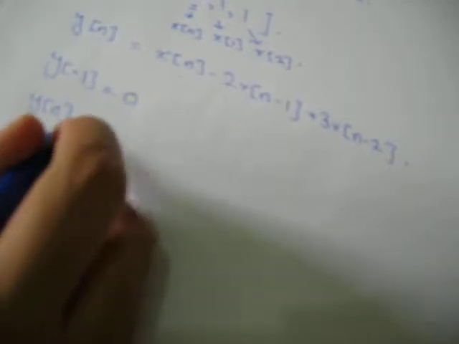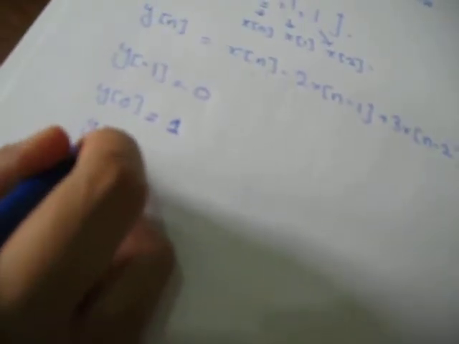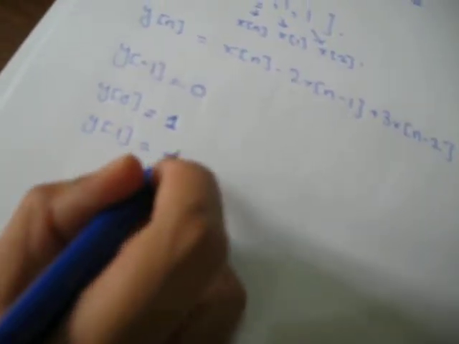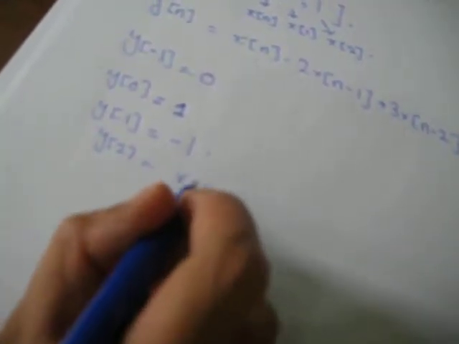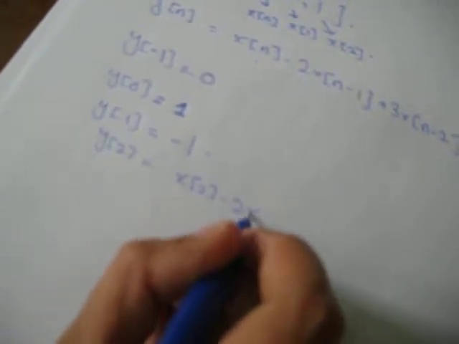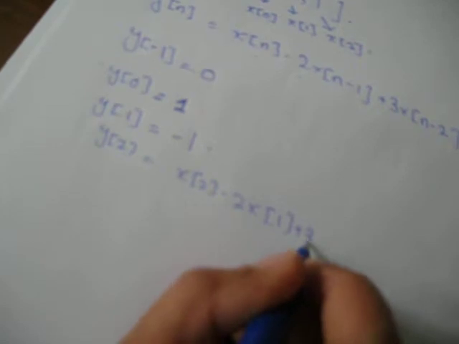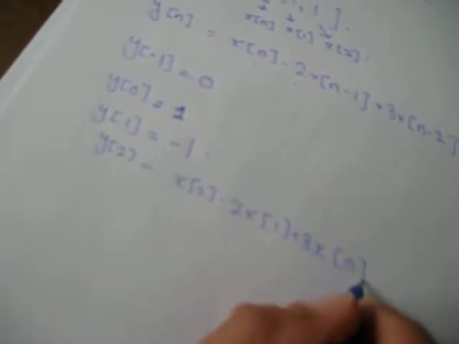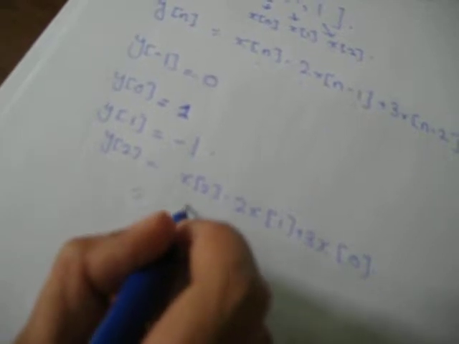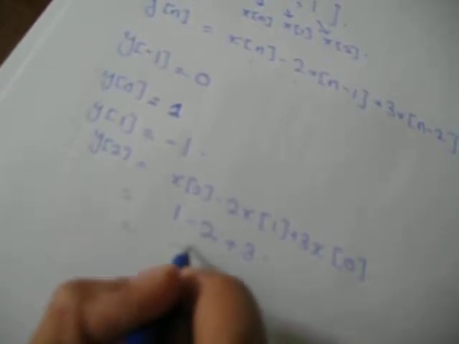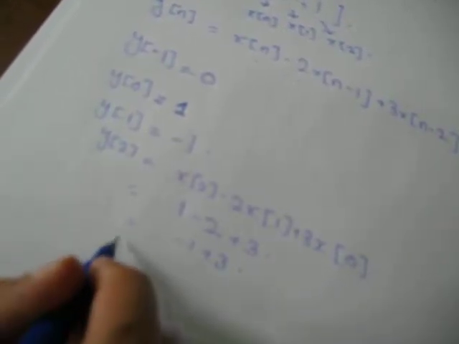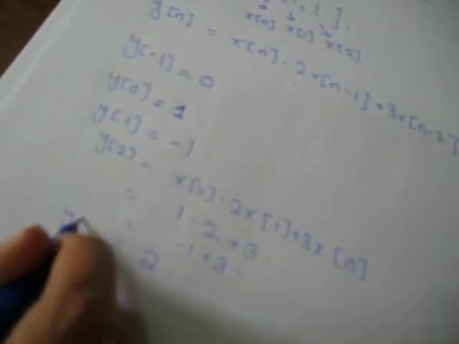Now y of 0 will come out to be 1, y of 1 will come out to be minus 1, and y of 2 will come out to be x of 2 minus 2 x of 1 plus 3 x of 0. So x of 2 is 1, x of 1 is 1, x of 0 is 1. So 1 minus 2 plus 3, and that means y of 2 is equal to 2.